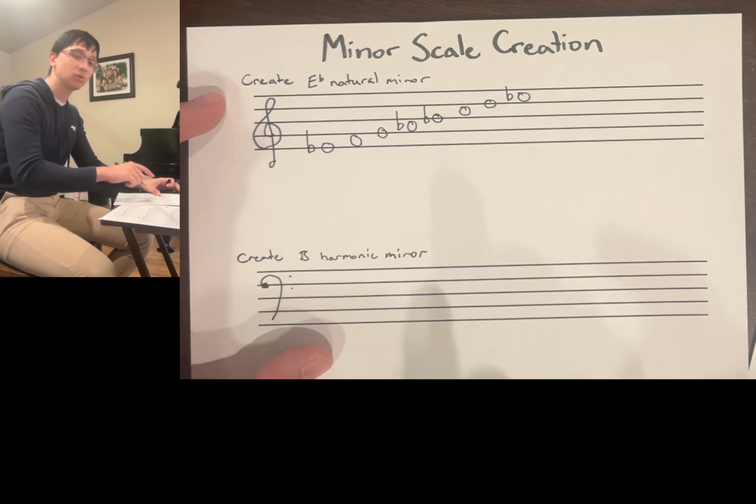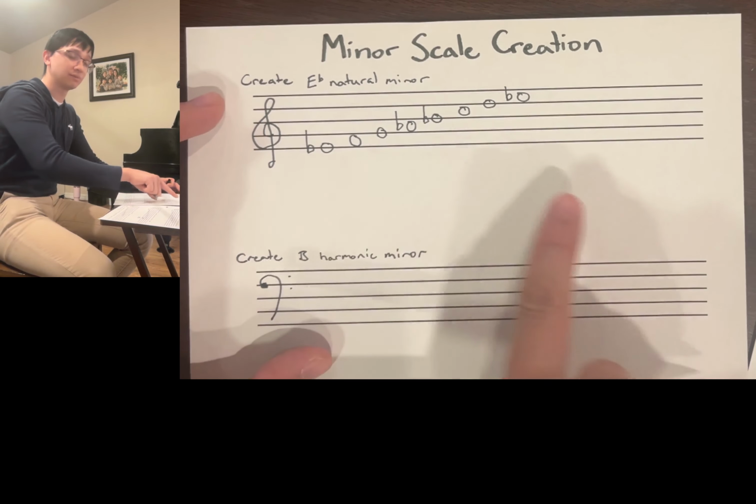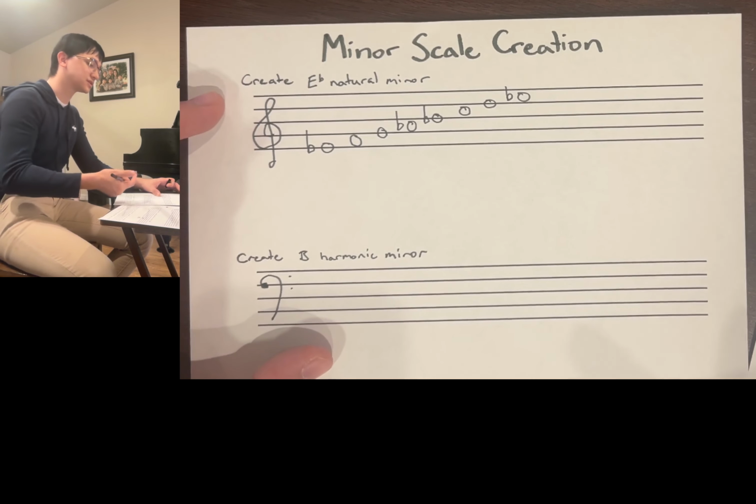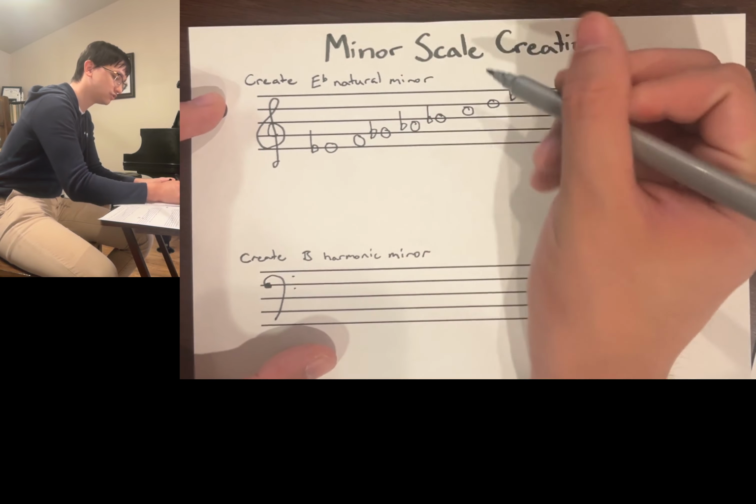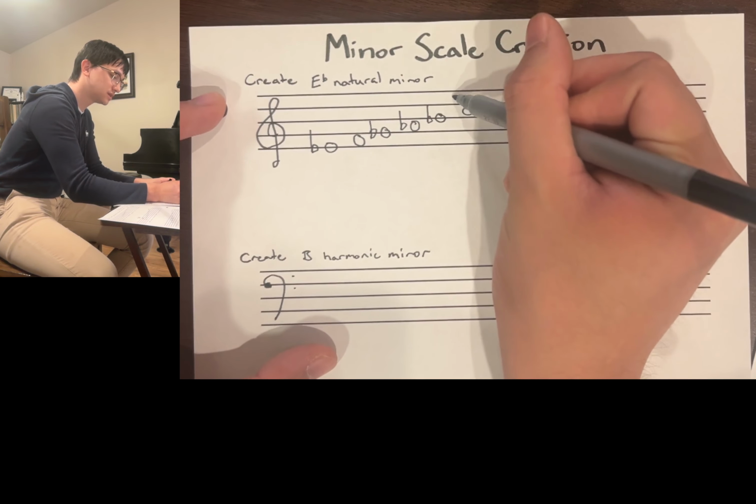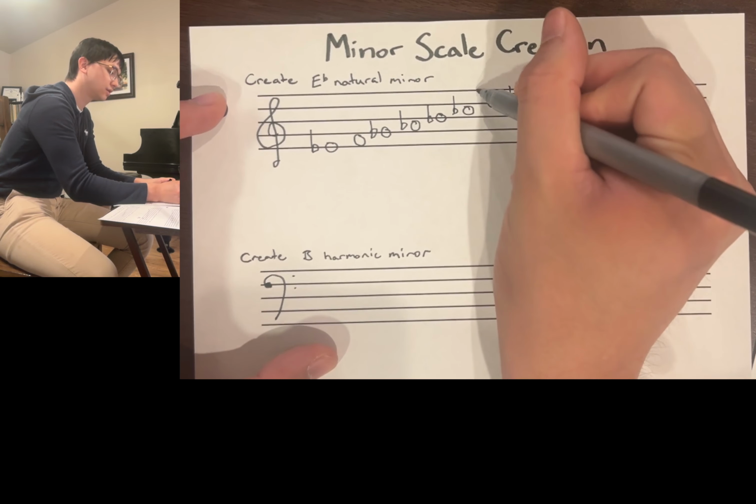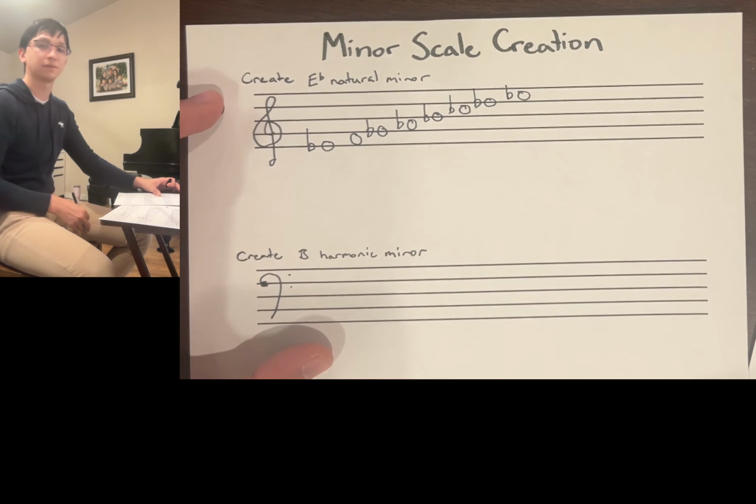Now, from there, that gives us E flat major. Now we have to lower the 3rd, the 6th, and the 7th. So we would lower the 3rd to G flat. The 6th note would be the C, so it becomes C flat. And then we lower the 7th, which becomes D flat. And that gives you E flat natural minor.